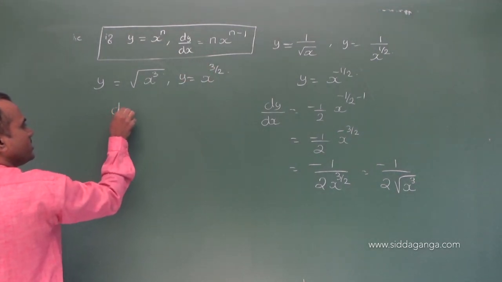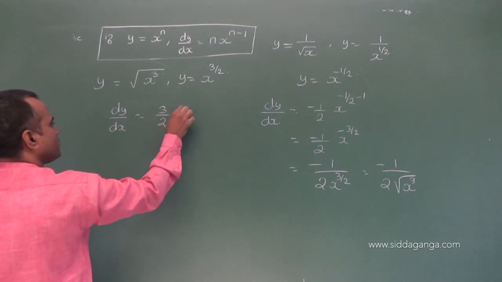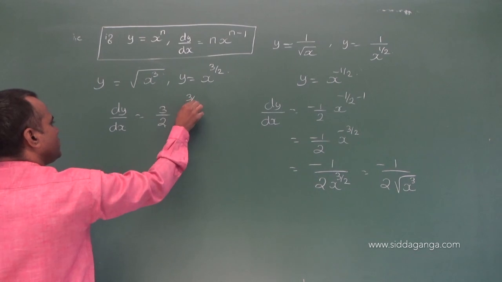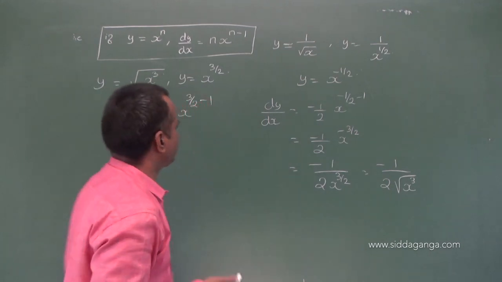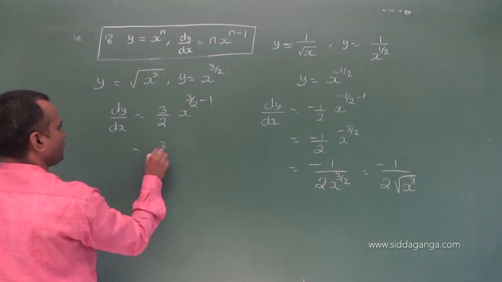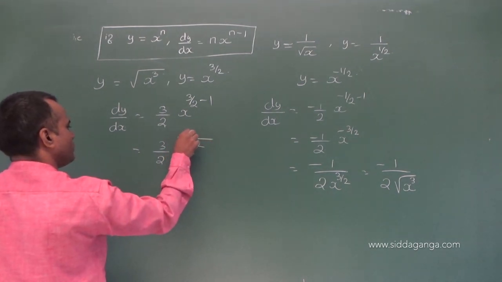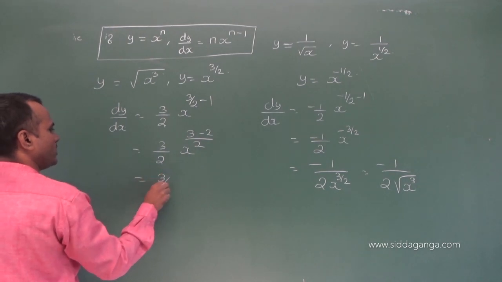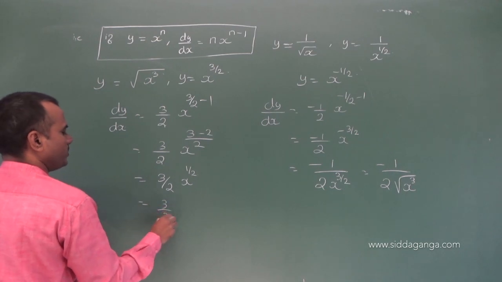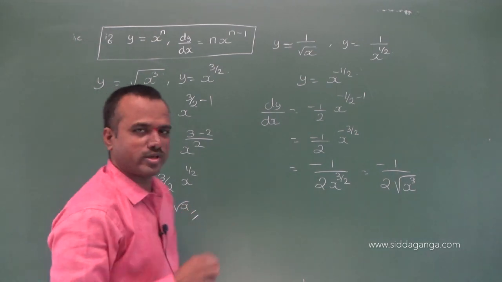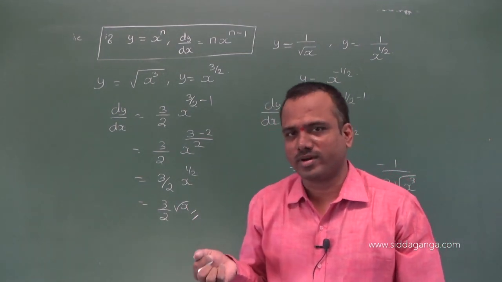Then dy by dx is 3 by 2 x to the power 3 by 2 minus 1. Correct. 3 by 2 into x to the power 3 by 2 minus 1. 2 is the LCM, 3 minus 2, so 3 by 2 into x to the power 1 by 2, which is 3 by 2 into root x. So 3 into root x by 2.